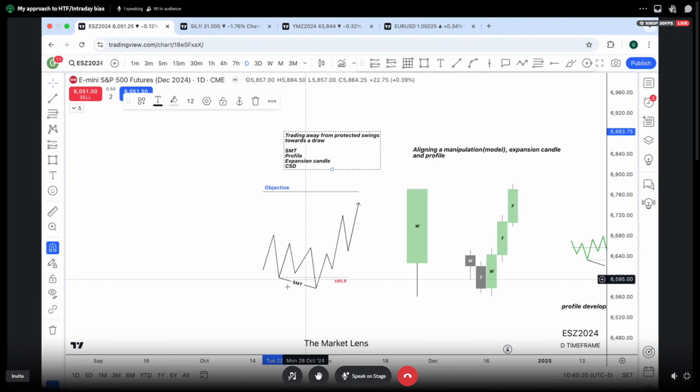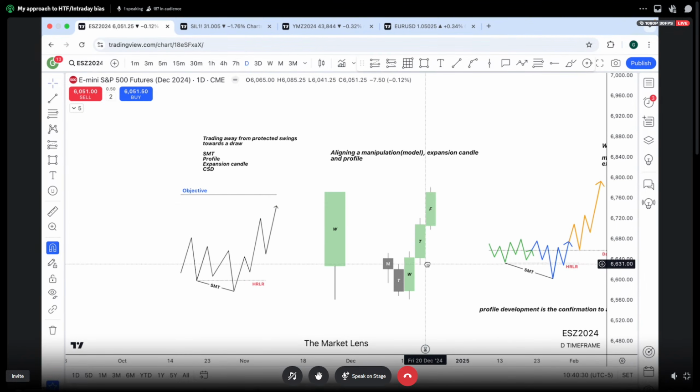So this is the general model on any time frame. You want to have a manipulation of a high or a low. You want to have an SMT. You want that to be aligned with a profile, like a weekly profile. In this example, an expansion candle supporting that weekly profile, and a CST, right? SMT, CST is like your confirmation here.